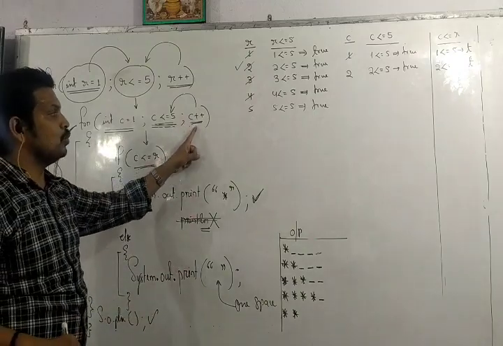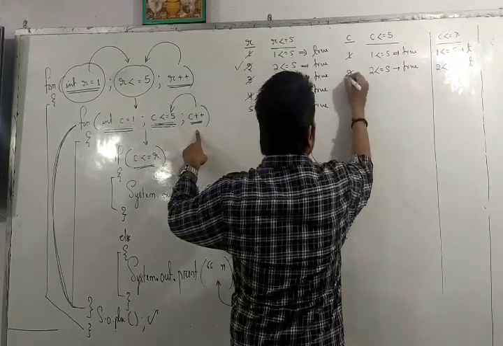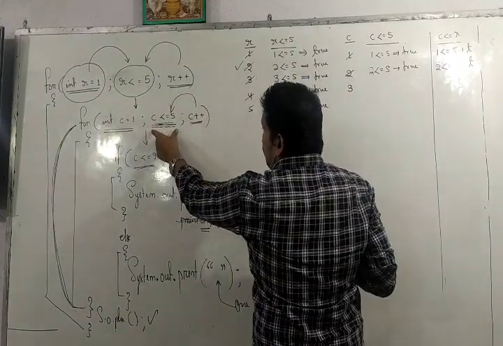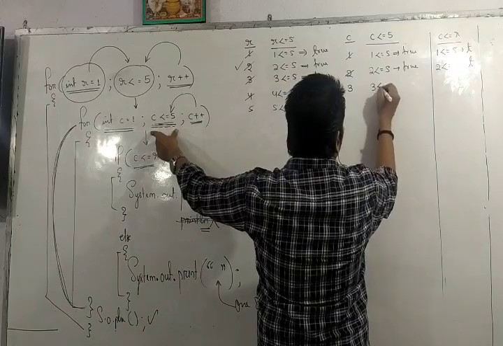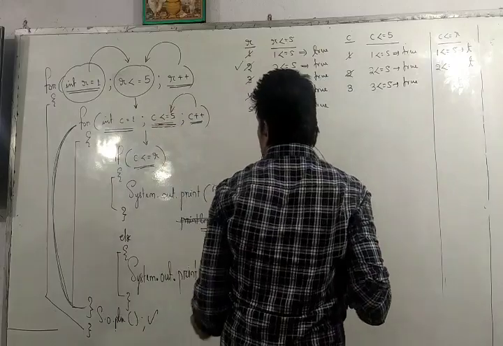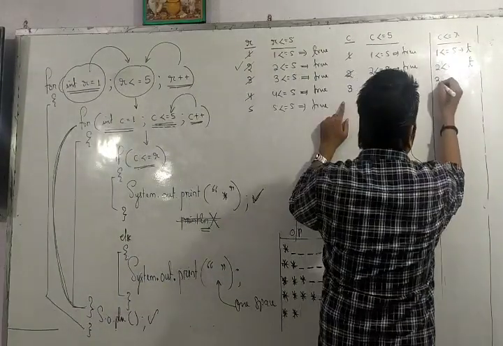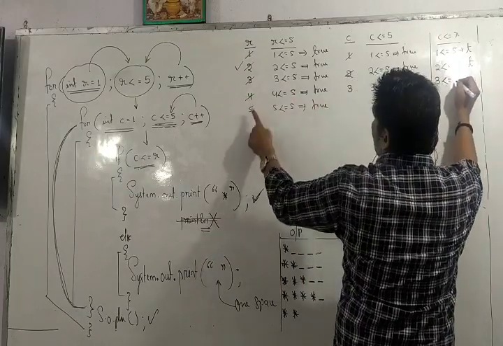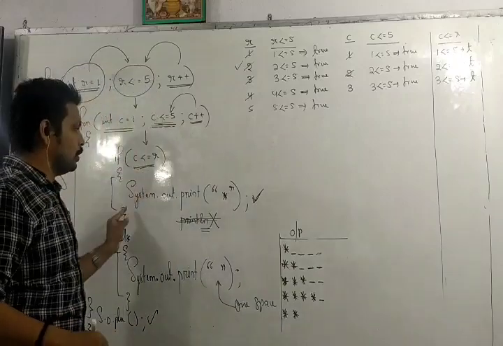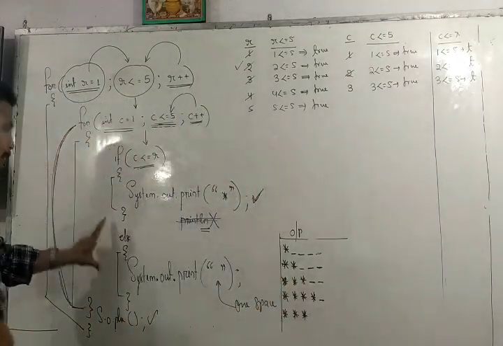Then the control will go to the updation expression of inner for loop, C++. What is C++? It is 3. Then the control will go to the testing expression of inner for loop, C less than equal to 5. 3 less than equal to 5. The answer is true. There is one more checking: C less than equal to R. What is C? 3. 3 less than equal to R. What is R? 5. Yes, it is true. If it is true, then star will be printed. Then else part is ignored.